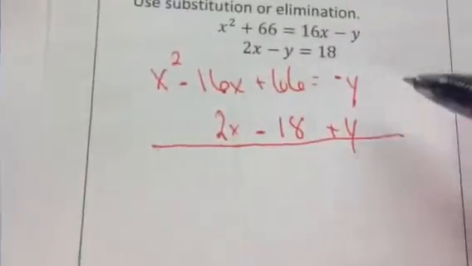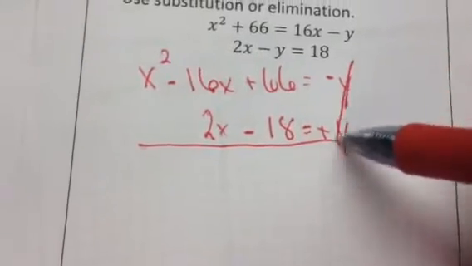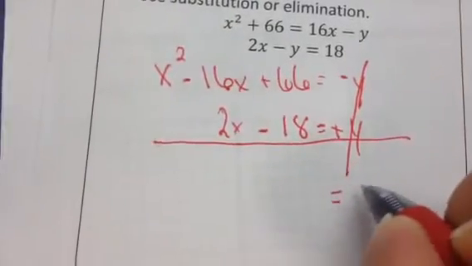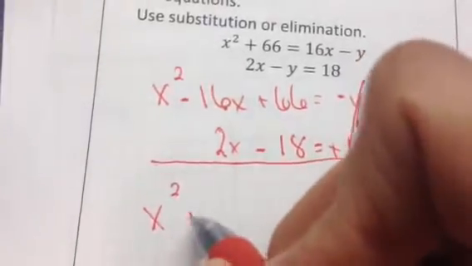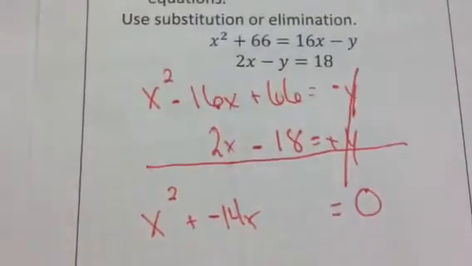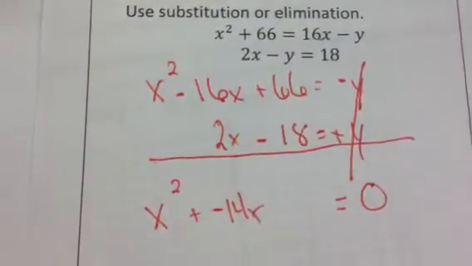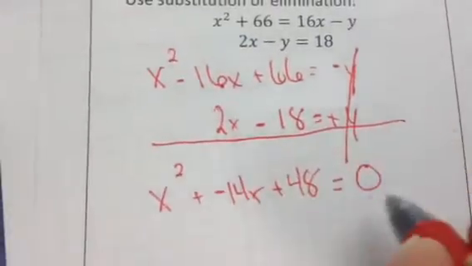Whichever you prefer. But anyway, in the elimination method, when I add up these y's, and you always want to eliminate the y's first, they cancel out. Then I add the x squared down, add the x's, there's negative 14x, and then I add the 66 and the negative 18, which gives me 48. Now when I'm ready to solve, I see that I have more than one type of x. That means I should try to factor first.